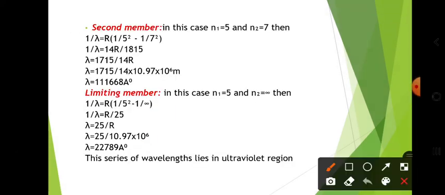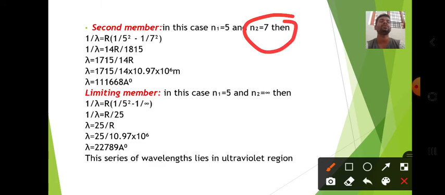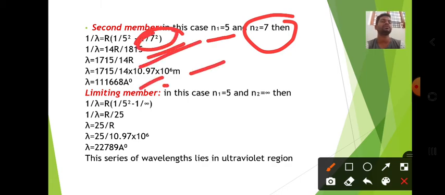Now next, the second member. For the second member, the n2 value has to change, only the n2 value, no need to change the n1 value. So substitute in this formula, and by simplifying this value, we get this.